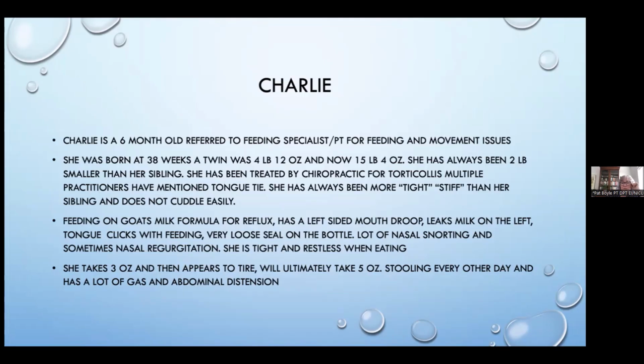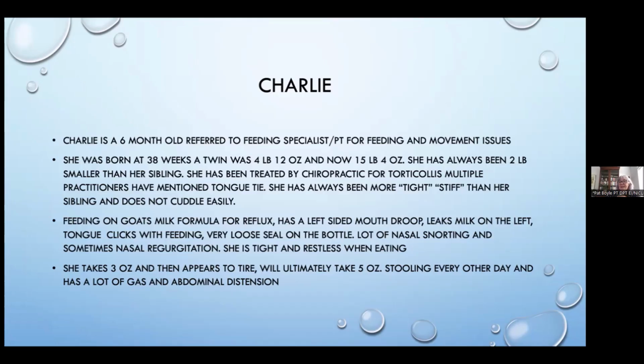She's had chiropractic for torticollis. Multiple practitioners had mentioned her tongue tie. And mom reports that she's always been more stiff than her sibling, and she doesn't cuddle easily. They transferred her onto goat's milk for the reflux.